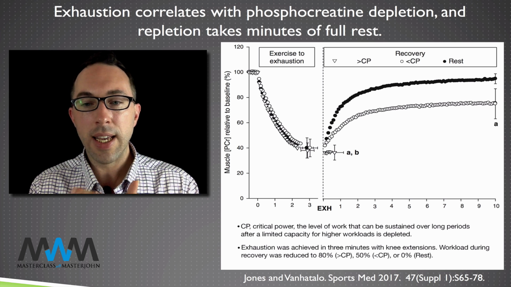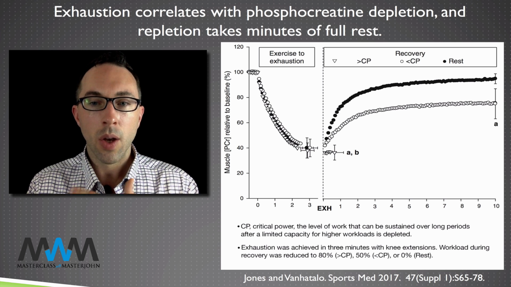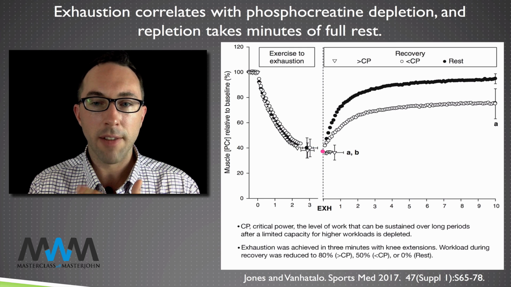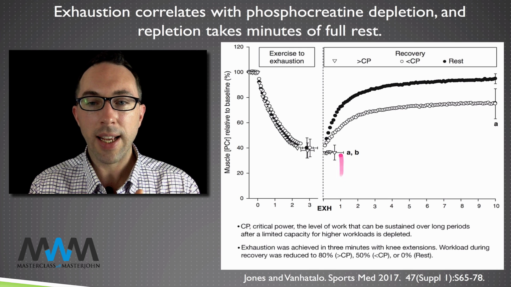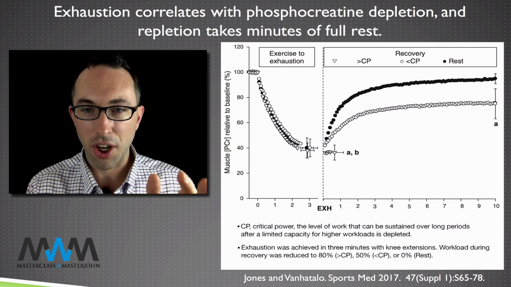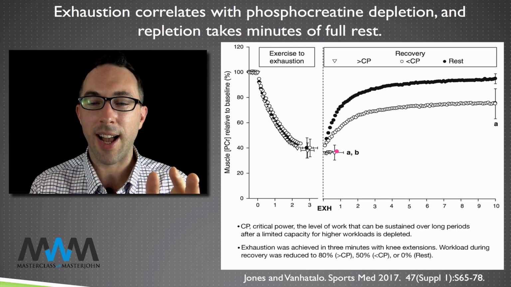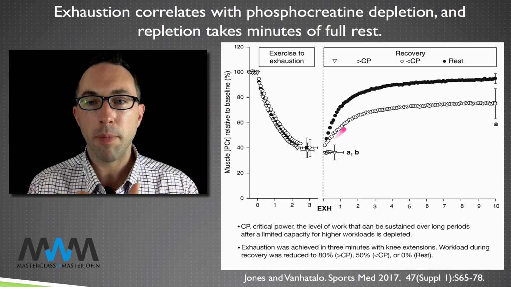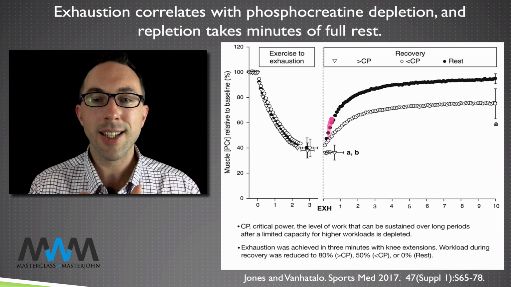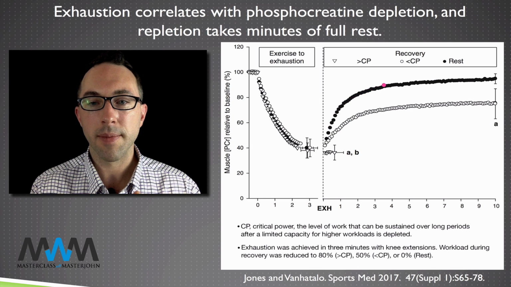They then took these subjects and they had them recover at 3 different workloads. One was 80% of critical power. They were able to go on for 1 minute and then they couldn't do it anymore. And so the triangle stopped. They also went at 50% of critical power, or at 0%, meaning complete rest.